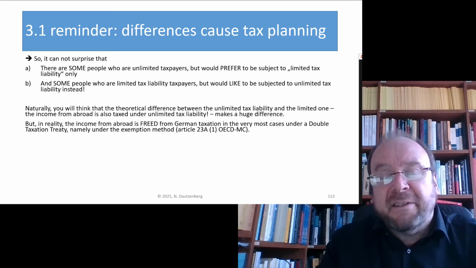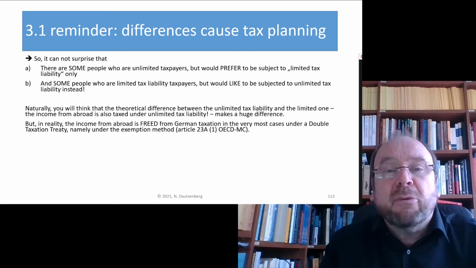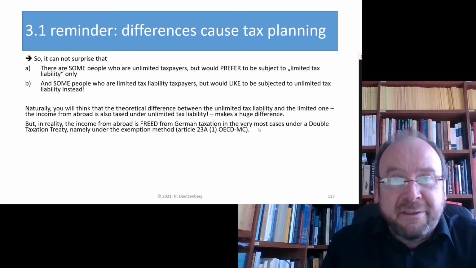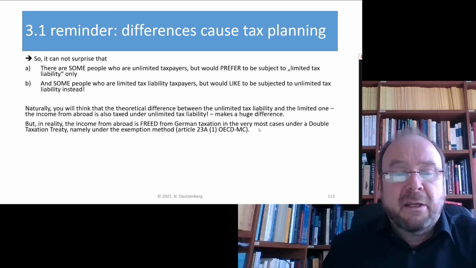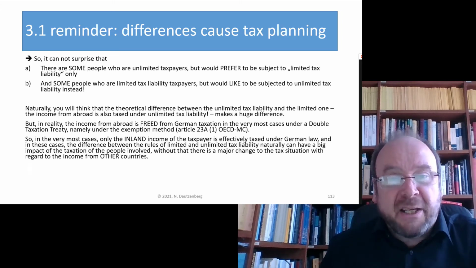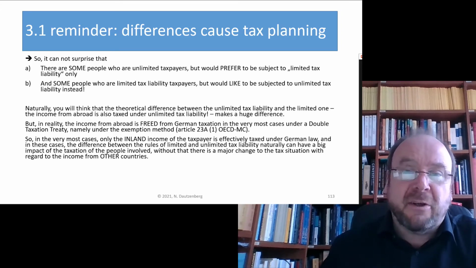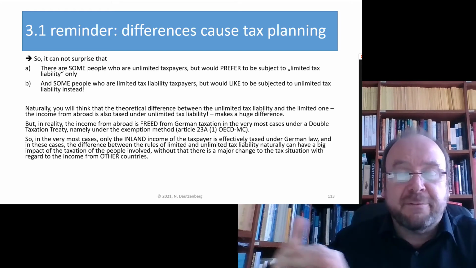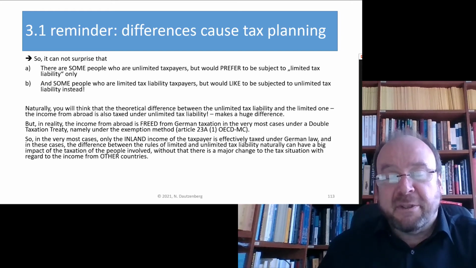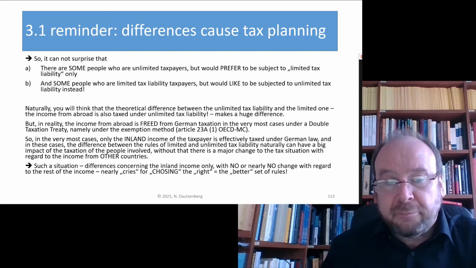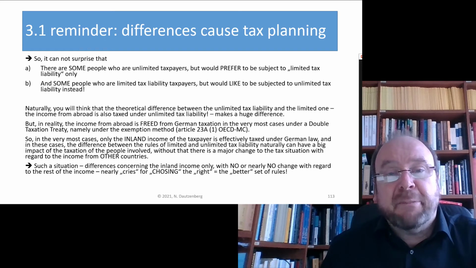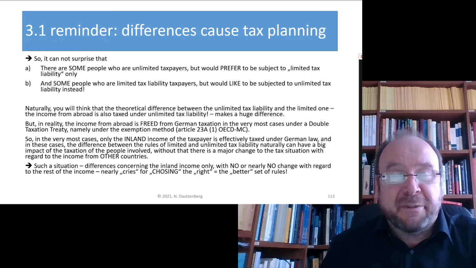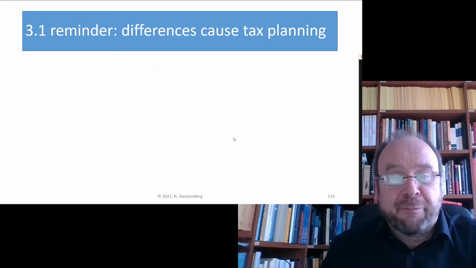Mostly only your inland income remains really liable to tax in both cases, but the rules how it is taxed are completely different. And that now explains why people are especially keen on exchanging the rules for personal tax liability, the worse one against the better one. And that makes choosing the best kind of personal tax liability even more attractive.